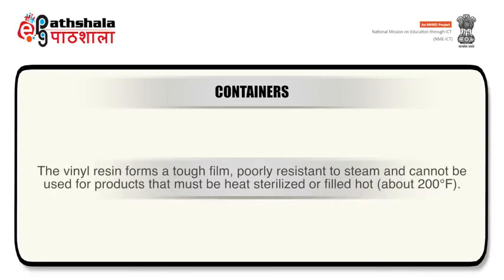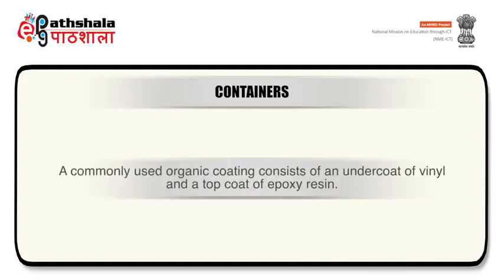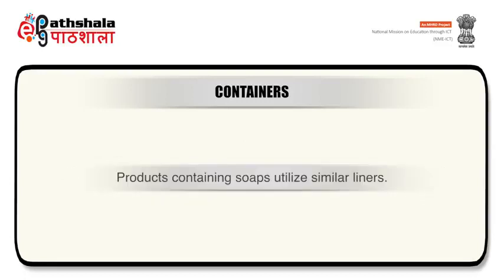Vinyl resin forms a tough film poorly resistant to steam and cannot be used for products that must be heat sterilized or filled hot. For this purpose, an epoxy resin can be used due to its greater degree of heat stability. A commonly used organic coating consists of an undercoat of vinyl and a top coat of epoxy resin. Products containing soaps utilize similar liners.